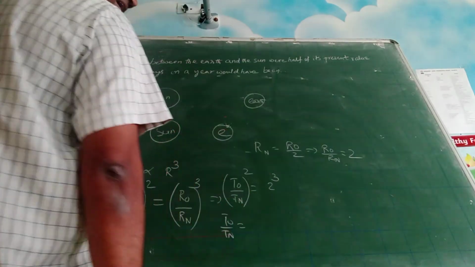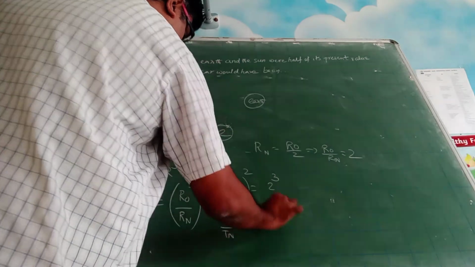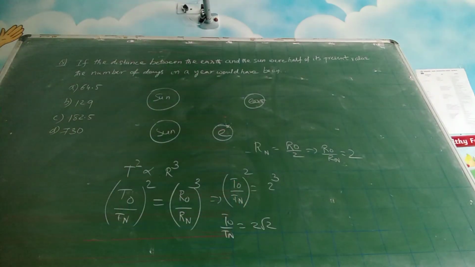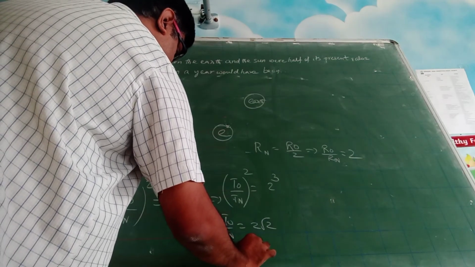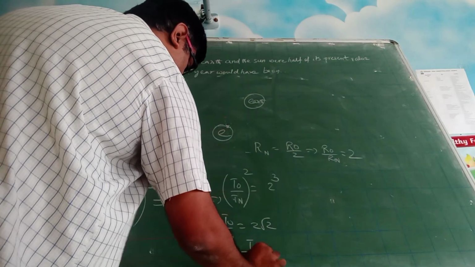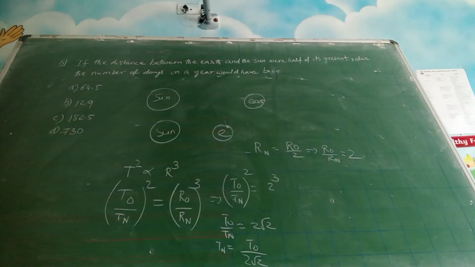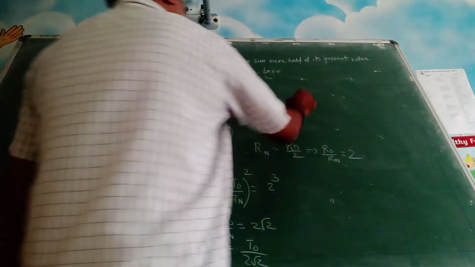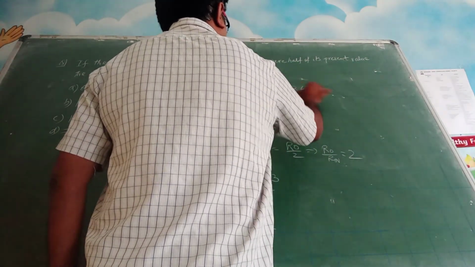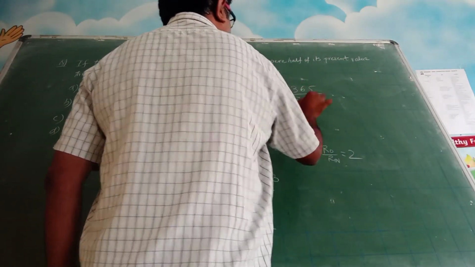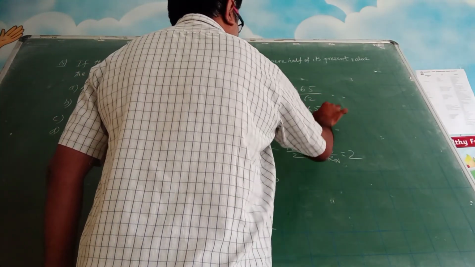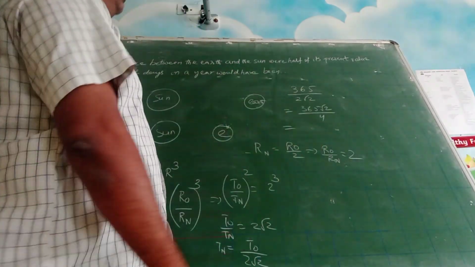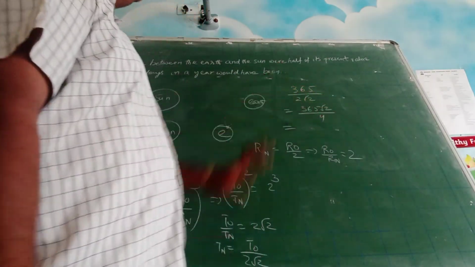So square root of 8. Square root of 8 is 2 root 2. Okay? So Tn will be equal to TO divided by 2 root 2. So here the answers are given in terms of days. So we have to solve this now. 365 divided by 2 root 2. We will apply surds. 365 into root 2 divided by 4. Because root 2 into root 2 will be 2, 2 into 2 will be 4.